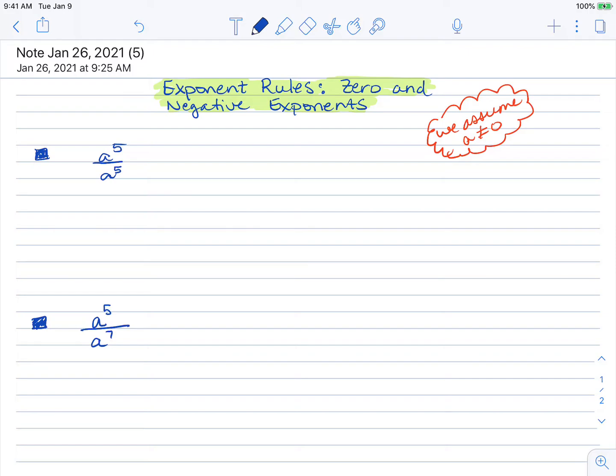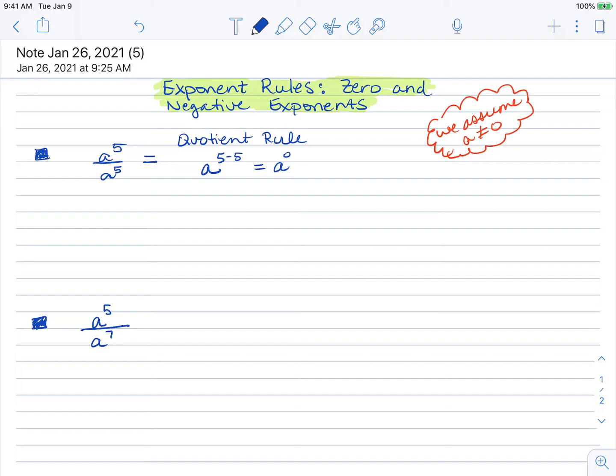We're going to figure out what it means when we have exponents that are zero and when we have exponents that are negative. So we're going to start with figuring out what it means when our exponent is zero. I'm going to start with using the quotient rule. The quotient rule means that I keep my base and I subtract my powers, and that's going to give me a to the 0.